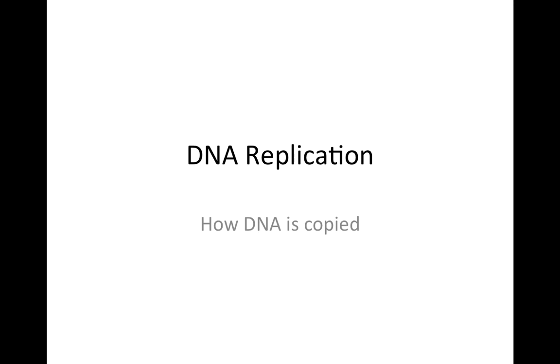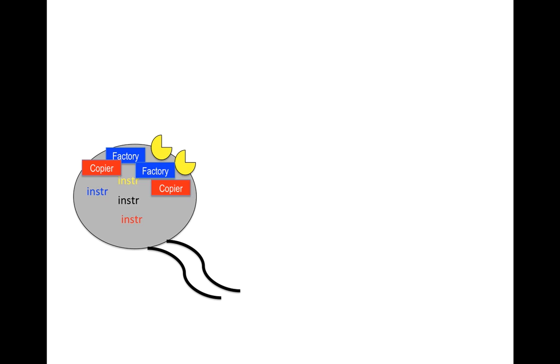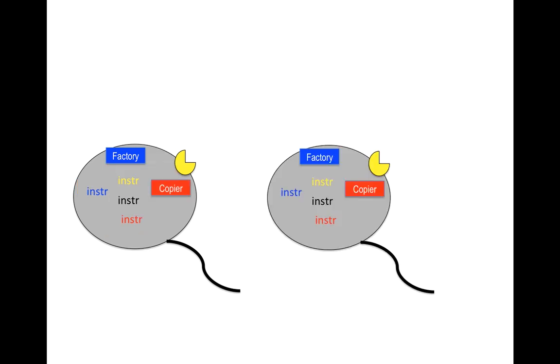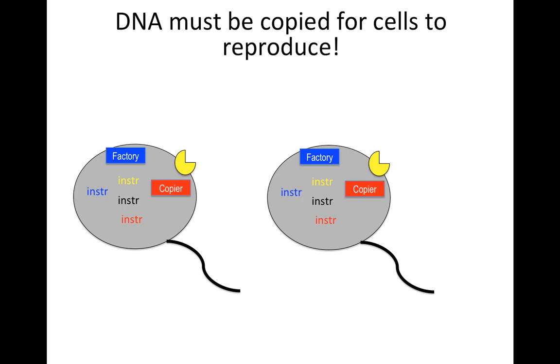So in this video, I'd like to talk about DNA replication, the process by which DNA is copied. As we noted, in our simplest possible organism, each cell needs a set of instructions. So in order for this single cell to duplicate to make two cells, we have to copy all our sets of instructions so that when we divide, we have two cells, each of which carries a full set of instructions. That is, DNA must be copied in order for cells to reproduce.